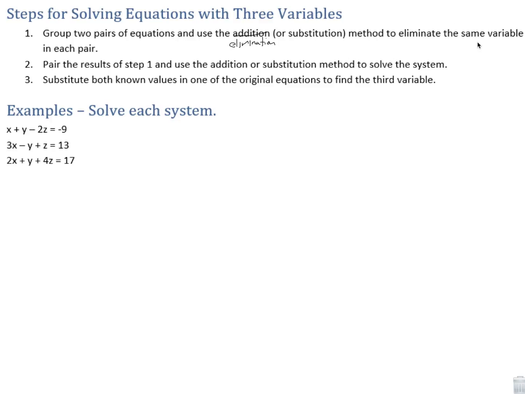The key here is to eliminate the same variable in each pair, and that's what we'll do. Once you do that twice, you're going to have two results that have two variables in them, and then you can do a substitution or elimination to solve the system. Once you know those two, you can plug the two answers back into one of the original three equations to find the third variable. So we're going to jump right into this.